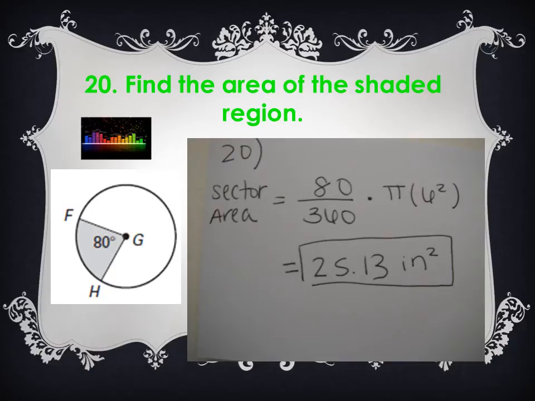This problem is the same as number 19. You want to find the area of the shaded region. So you will find the arc of the sector. You will divide that by the entire circle, which is 360 degrees, and multiply that by the area. Again, you can plug this in the calculator the exact way I have it on here, as long as you use the fraction button.